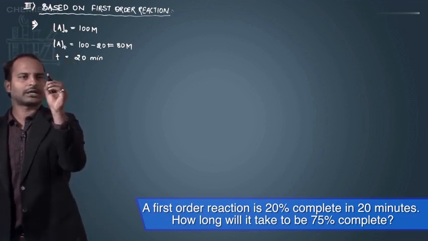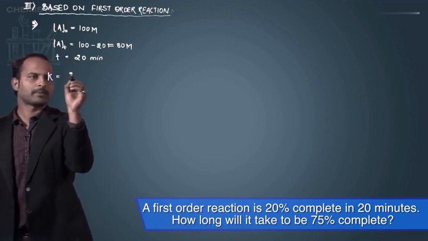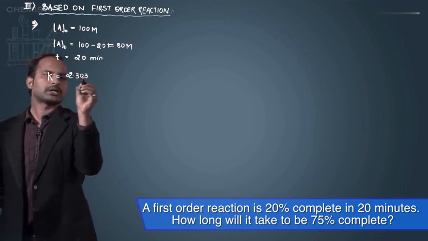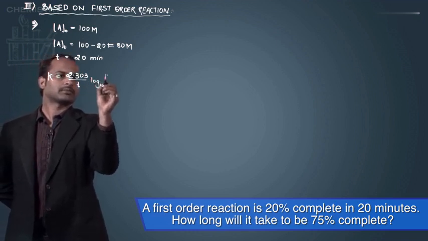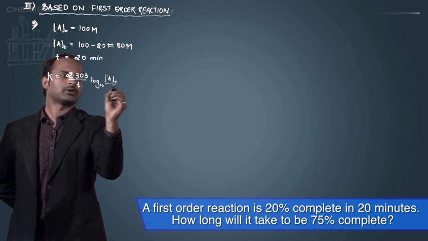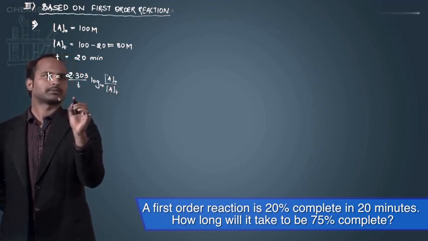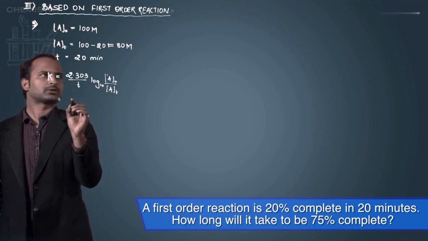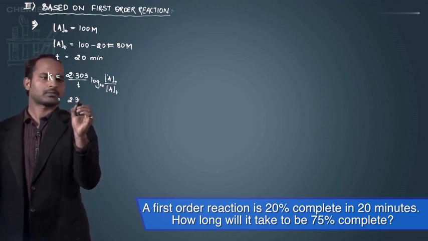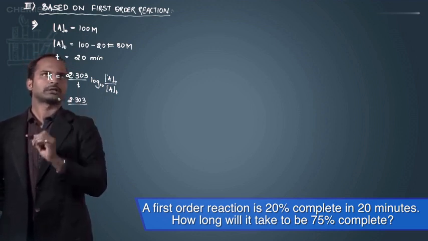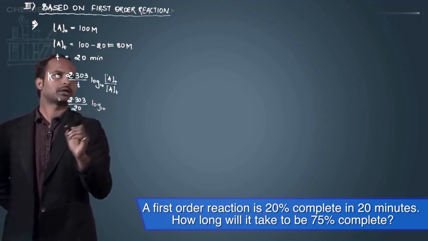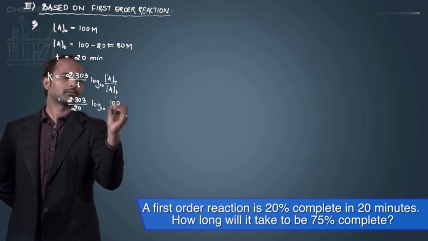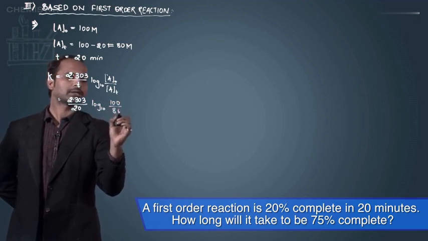So for K, we again have a formula. K is equal to 2.303 upon T log to the base 10 A naught upon AT. It is equal to 2.303 upon T, T is 20, log to the base 10, A naught is 100 upon AT is 80.